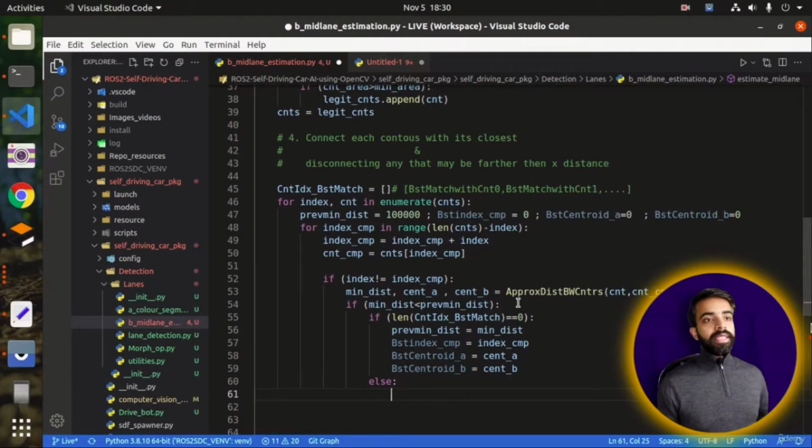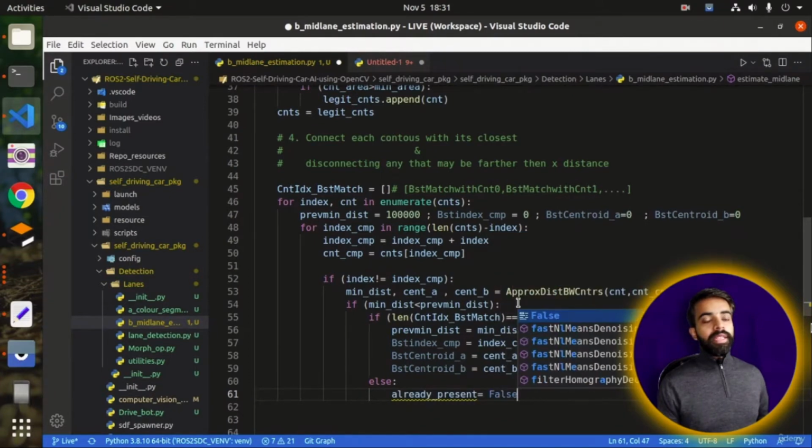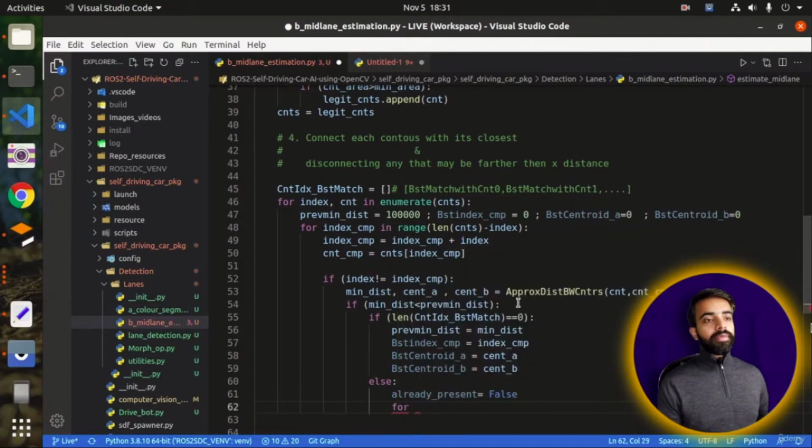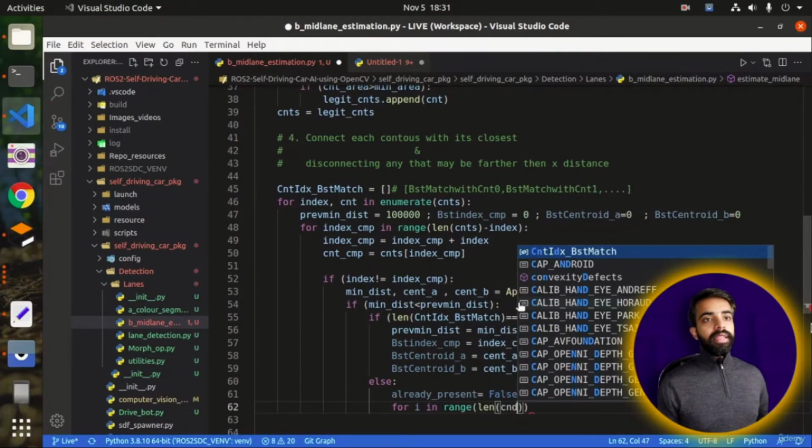Now, if that's the case, we need to loop over each of these values in that candidate ID best match and then try to find if such a combination was found before. If such a combination was found before, then we need to simply ignore that combination because that connection with the closest contour has already been made. So we need to create a Boolean variable that we name already present, that is combination already present. We start by initializing it to false and then loop over that particular candidate ID best match list by writing for i in range length of the candidate ID best match.